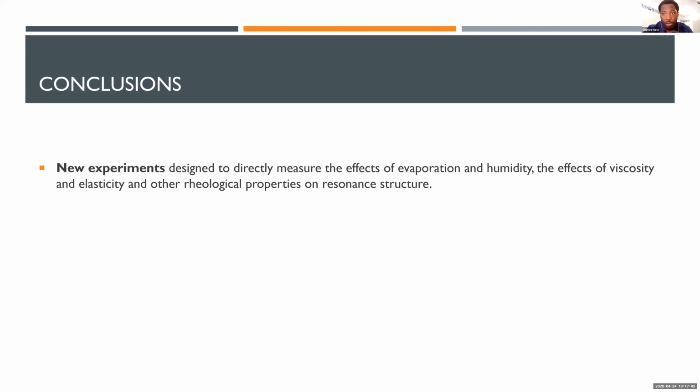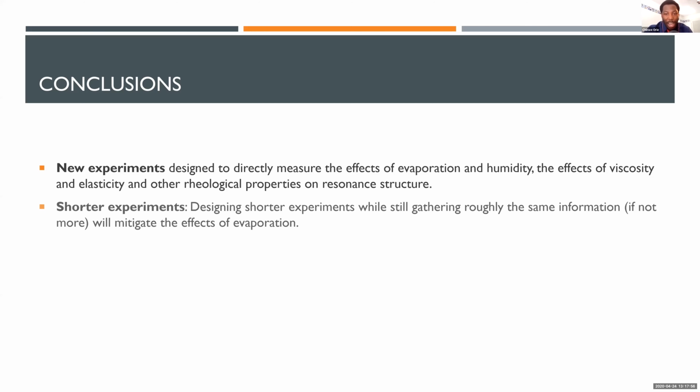But even so, we can see that evaporation of the droplet during experiments is a problem. And so one of the things that we'll be looking at, especially because I'm going to return for a master's here, is designing shorter experiments while still gathering the same information so that we can mitigate those effects of evaporation. And so once those things are taken care of, we can also look at the spectra itself. We can look at if there is information that we're not getting from these experiments.